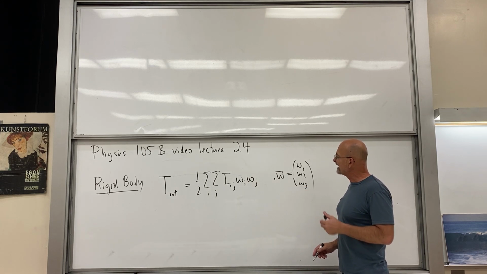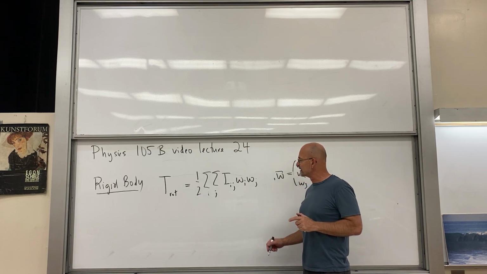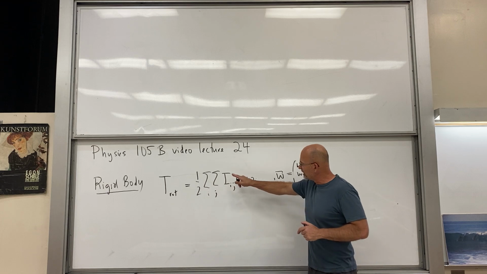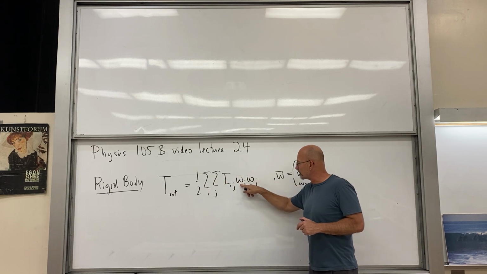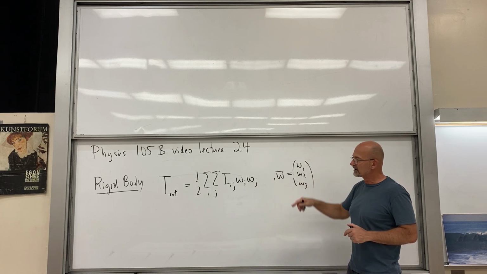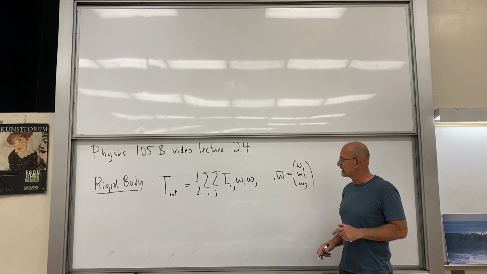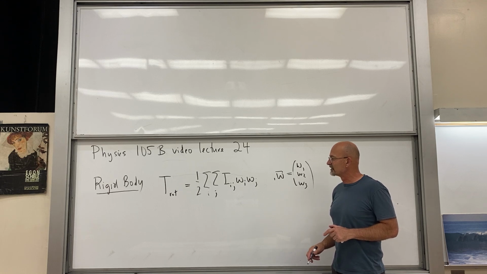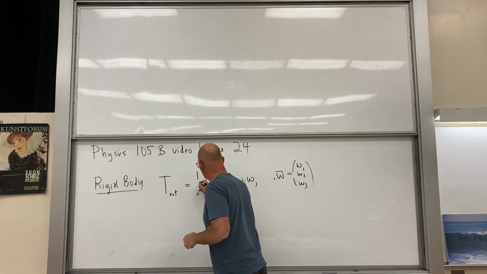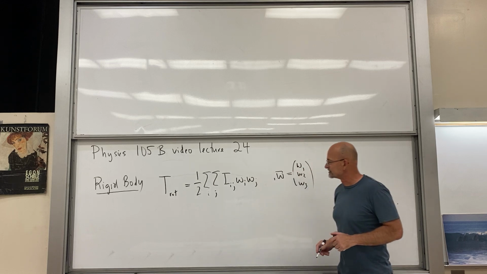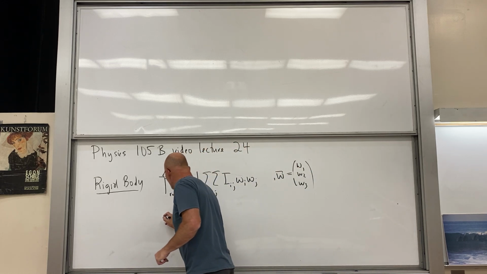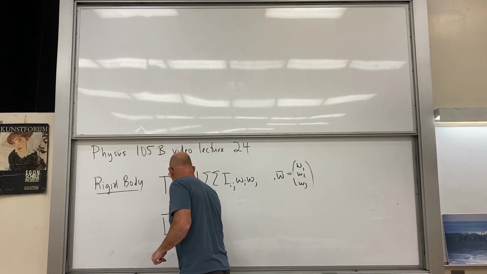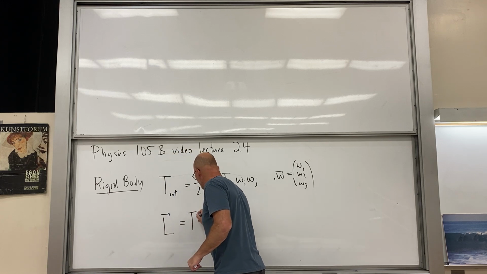And we had already seen that if you're just rotating around a principal axis, you just end up with 1/2 times one of these diagonal components times that component of the omega squared. Okay, so it was intuitive in that sense. It's intuitive, but there's simply more going on.